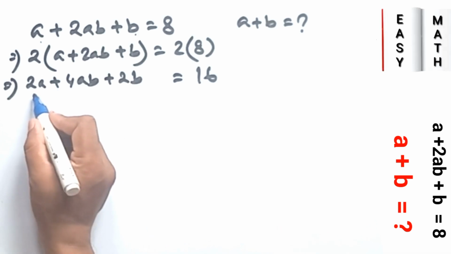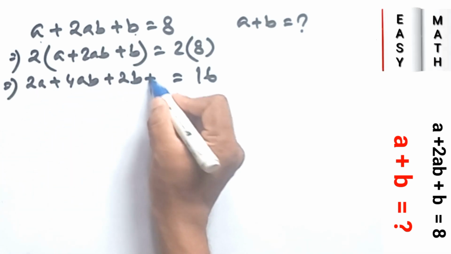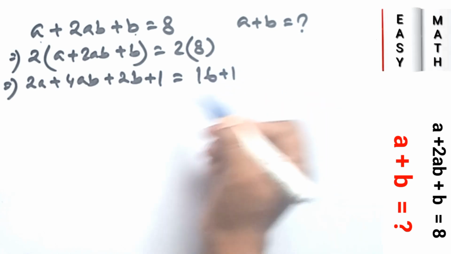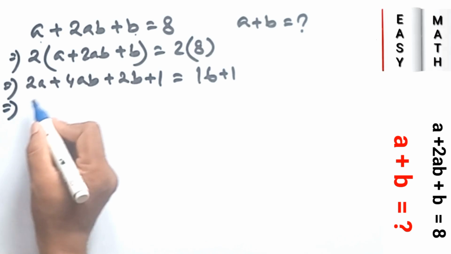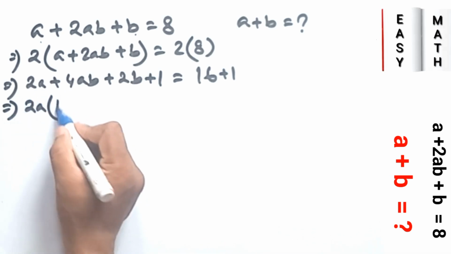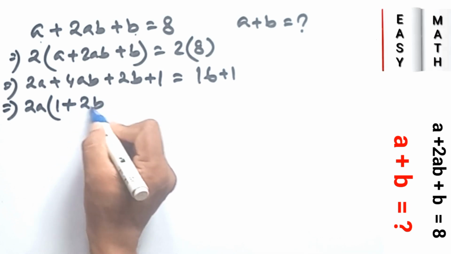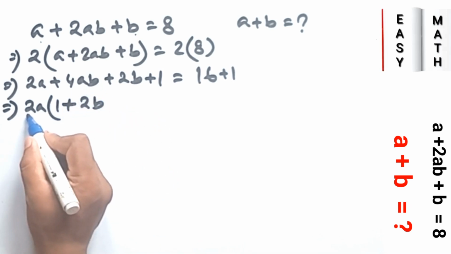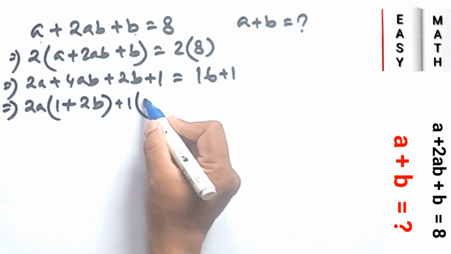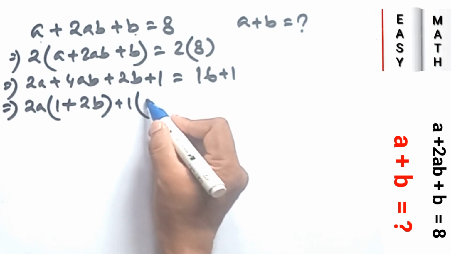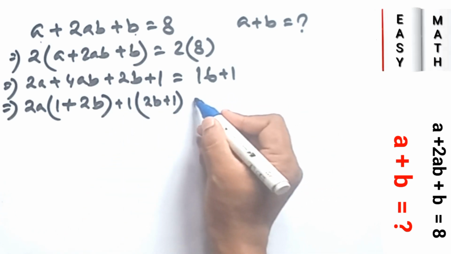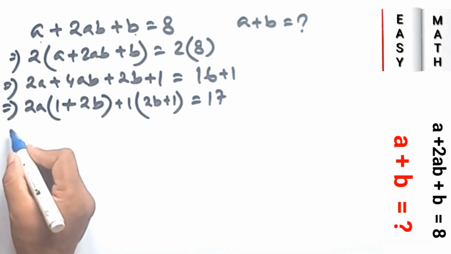And now add 1 to both sides. So there we take 2a common, so there is 1 plus 2b. This is 2b and 2a, this is 4ab, and plus 1, this is 2b plus 1, and this is 17.